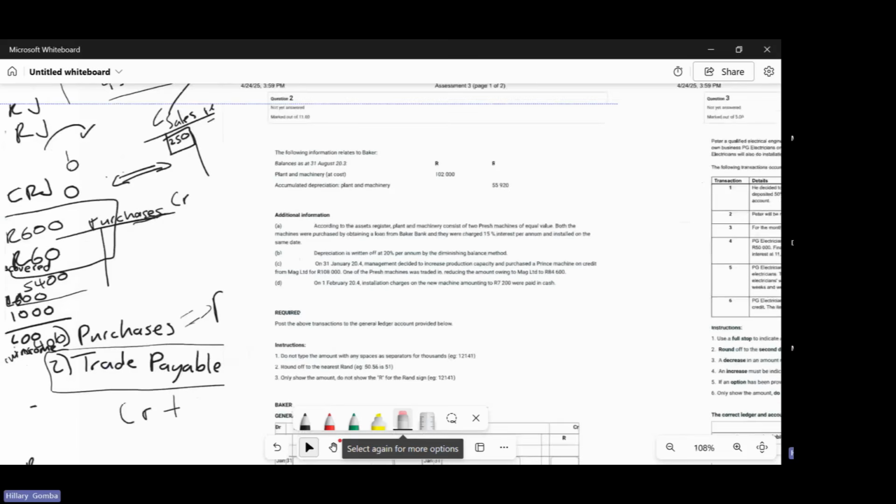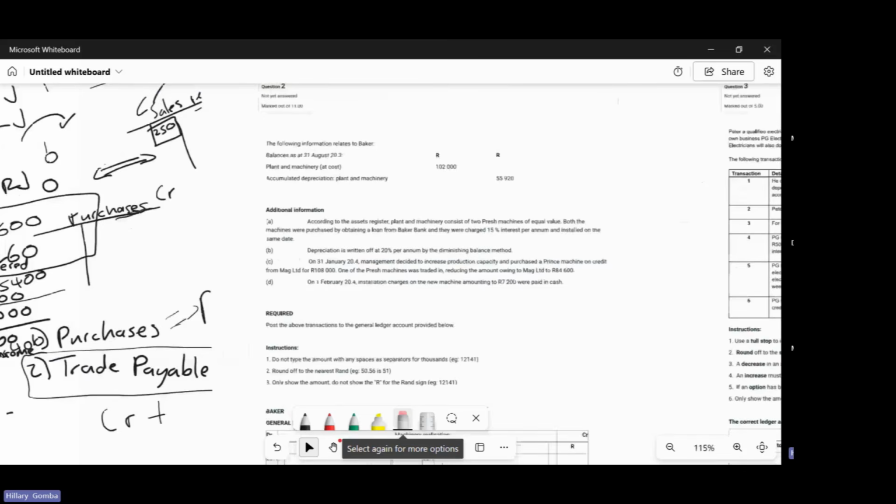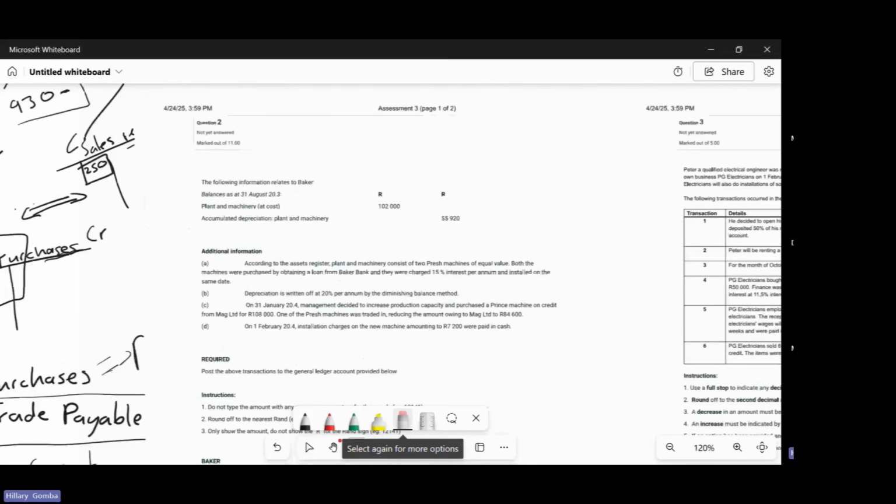Question 2 says, the following information relates to Baker, at which we have our balance at 31 August 2023, which we have our plant and machinery at cost, which is 102,000. And then we have our accumulated depreciation, plant and machinery for 55,920.